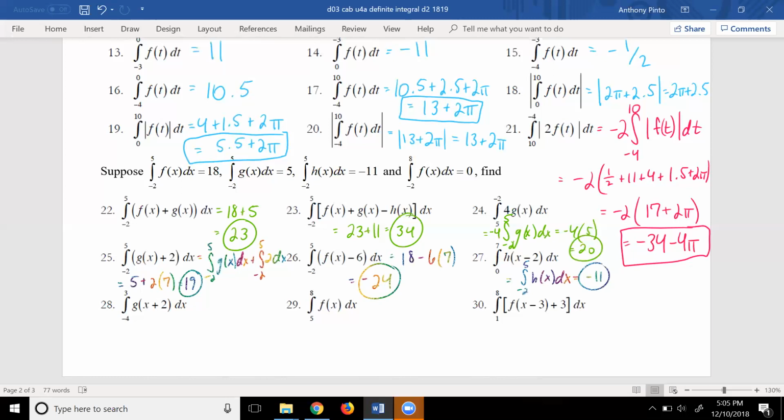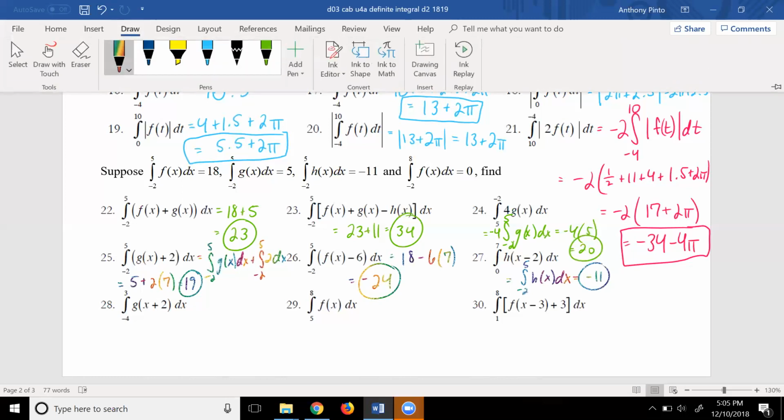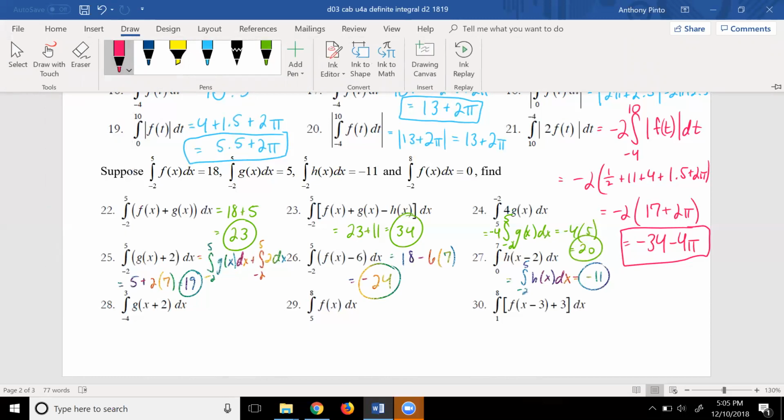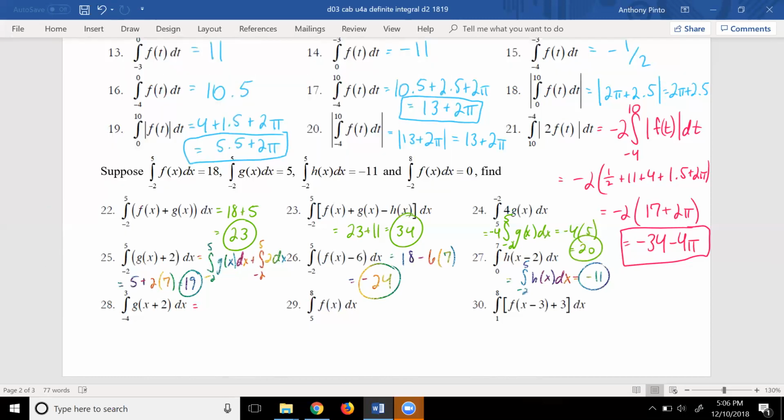Here, let me change color again. We'll go back to pink. All right, so we're adding to, so this is -2 to 5 of g of x dx. You know what that is. That is 5.